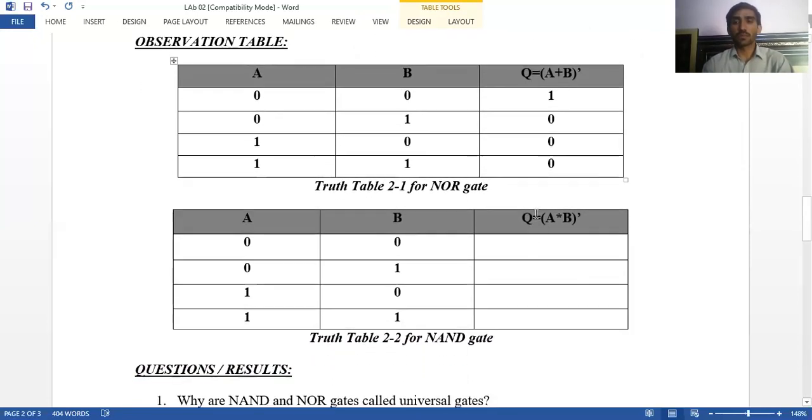This one is the Boolean expression for the NAND gate. Q equals A multiplied by B, whole bar. So 0 and 0: 0 multiplied by 0 is 0, bar is 1. 0 dot 1 equals 0, bar 1. 1 dot 0 is 0, whole bar equals 1. 1 dot 1 is 1, whole bar, so this one is 0.